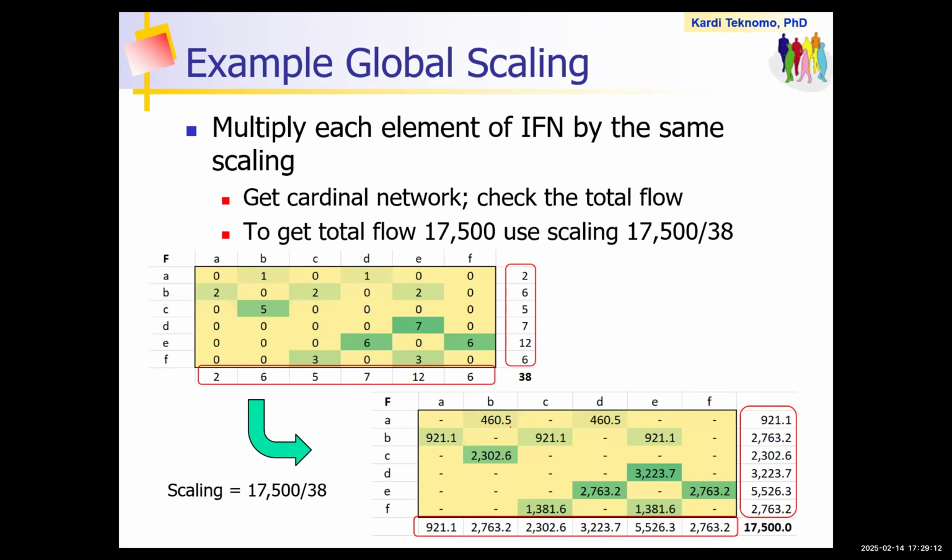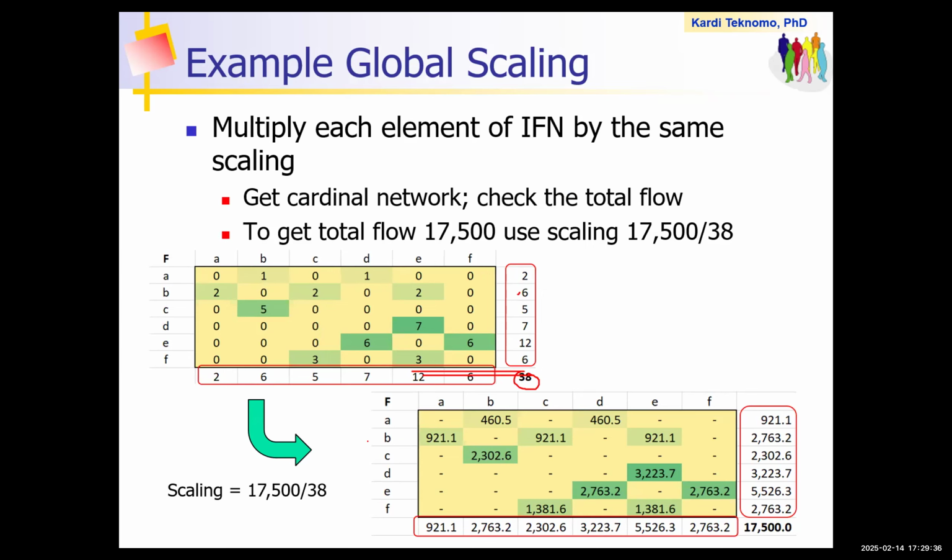Say I have a transport network with only 6 nodes, up to F. And I get this ideal flow network. Can you see? This is already ideal flow. Yeah, 2, 6. So this is pretty much it, right? And the total flow here is 38.